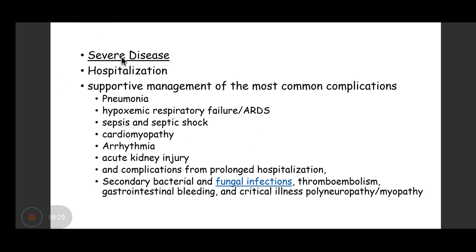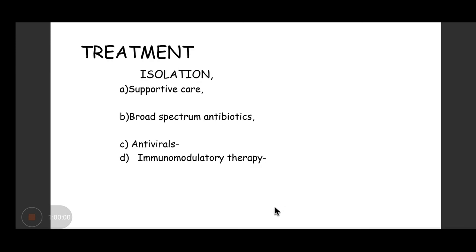For moderate infection and severe infection, hospitalization is required for the supportive management and the management of the complications. Complications are pneumonia, hypoxic respiratory failure, sepsis, septic shock, cardiomyopathy, arrhythmia, acute kidney injury, and complications from prolonged hospitalization, because prolonged hospitalization itself causes different problems, and secondary bacterial or fungal infections. For them, you need to hospitalize the patient.